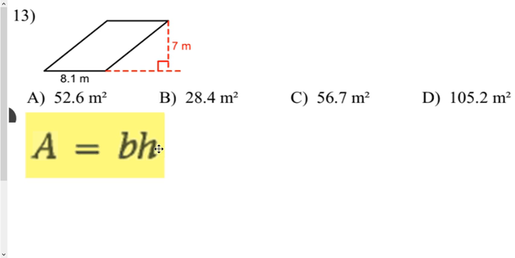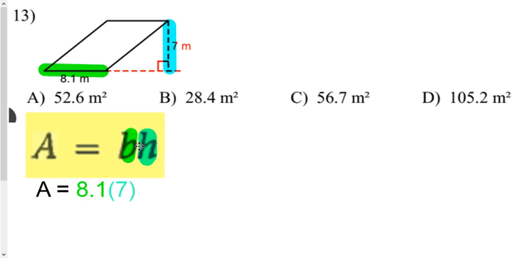Area equals base times height. What's the base? 8.1. What's the height? 7. And so since the base and height are multiplying each other, you type in 8.1 times 7, and we get 56.7 meters squared.